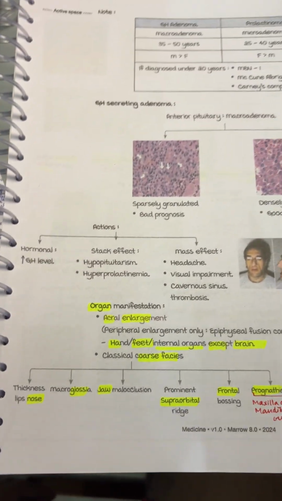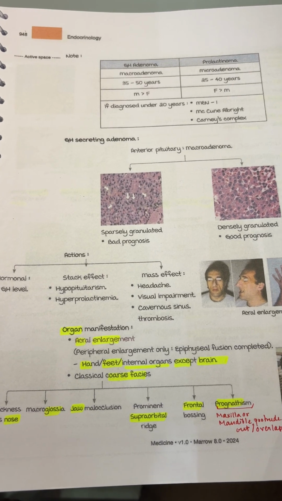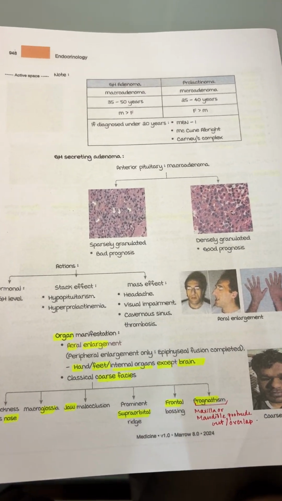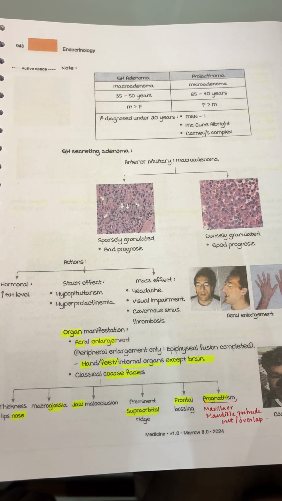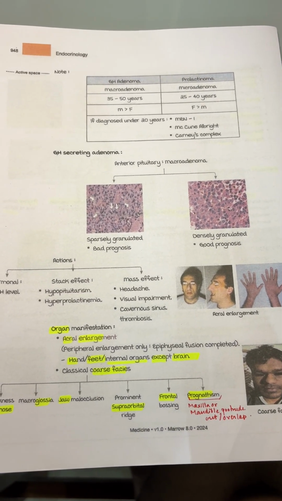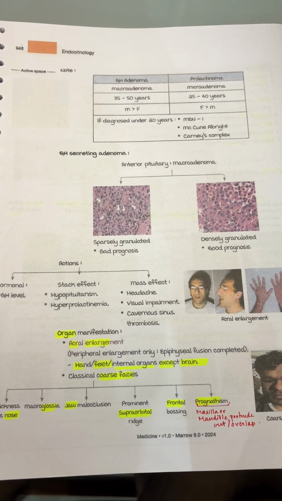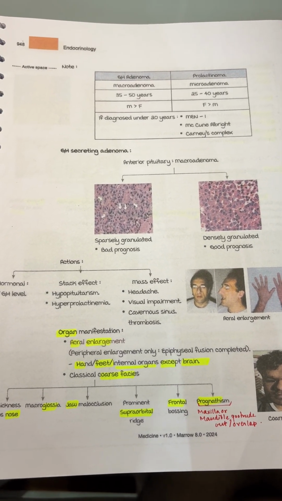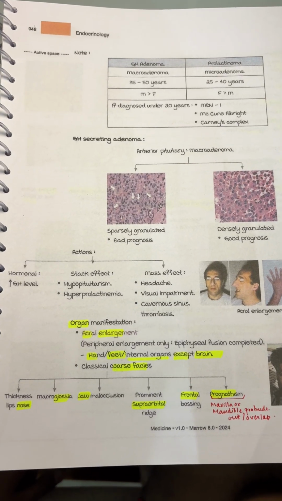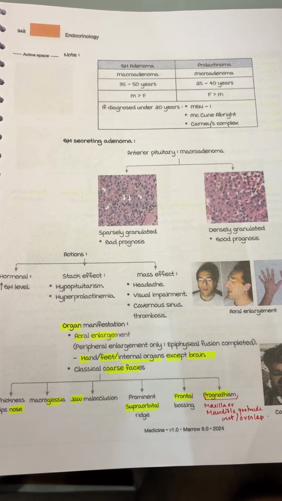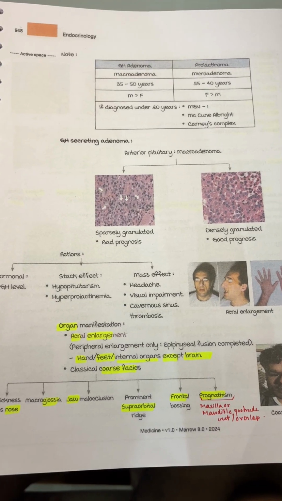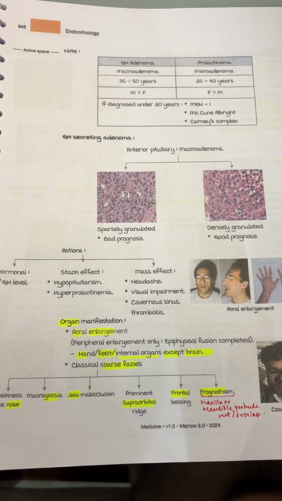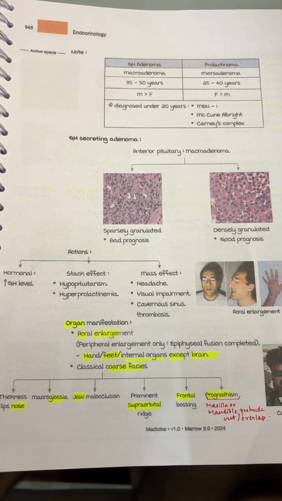Now, what are the changes that we see in acromegaly? Basically, the primary change that we see is acral enlargement. This enlargement generally occurs in the peripheries, because acromegaly generally happens in adults. By the time the growth hormone's effects take place, the epiphysis has already fused. So there is enlargement of the hands and feet in the peripheries, and all organs are enlarged, mostly the liver, spleen, heart, etc., except the brain.